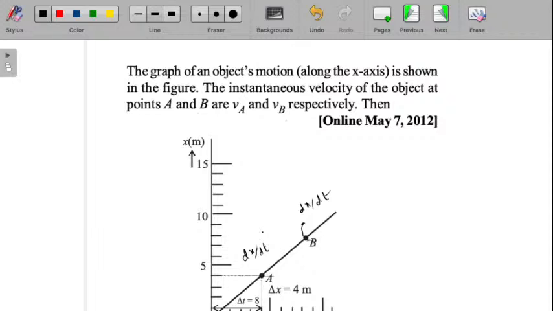So VA should be equal to VB equal to the slope, and the slope can be obtained by finding this particular relation. 4 by 8 is your tan theta, which is 0.5. So option A.